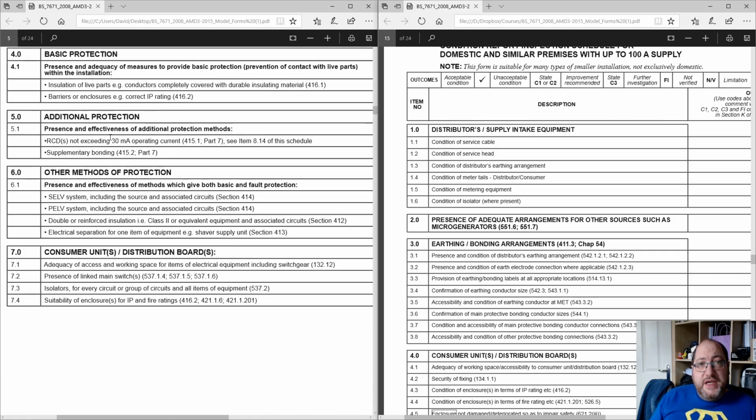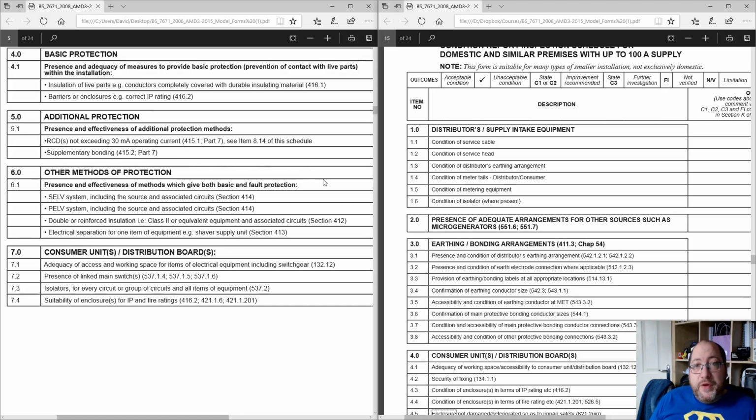Additional protection: RCDs, not exceeding 30 milliamp. Supplementary bonding. So this is all going to change again with the 18th edition a little bit, but this is what we have right now. Other methods: SELV, PELV, double insulation, or electrical separation for one item of equipment.